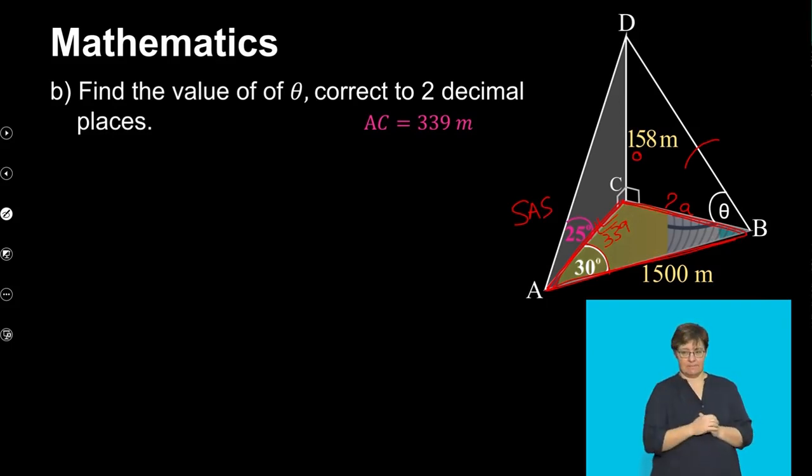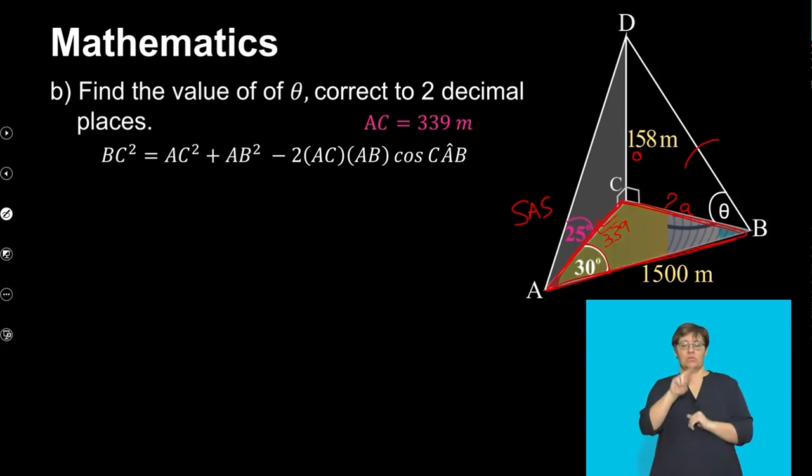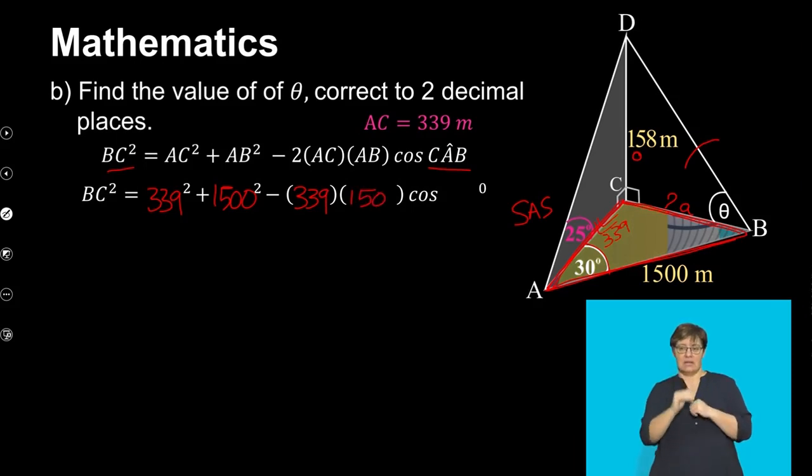So let's begin writing out our cos rule with BC squared equals, and remember, because we're starting off with BC squared, we've got to write BC squared is equal to AC squared plus AB squared minus 2 AC AB cos of CAB. Remember, again, you're starting off with BC, you're ending off with the angle across from BC. Okay, and we're going to plug in all our values. So AC squared is 339, AB squared is 1,500, and CAB was our 30 degree angle.